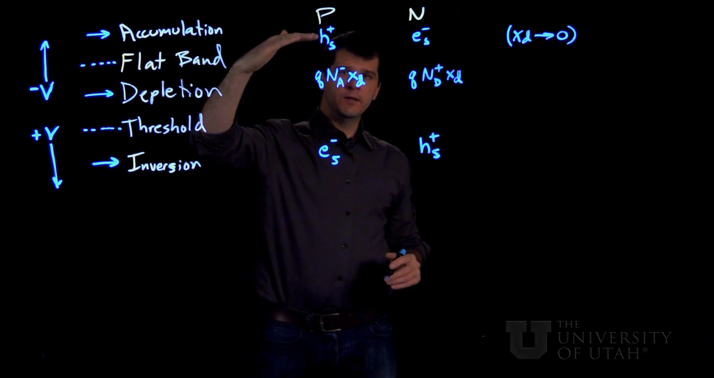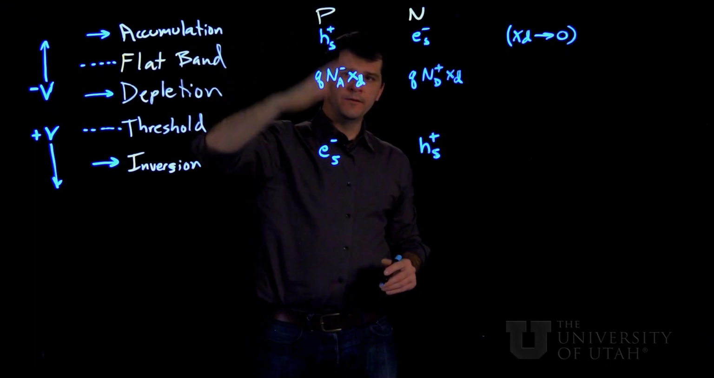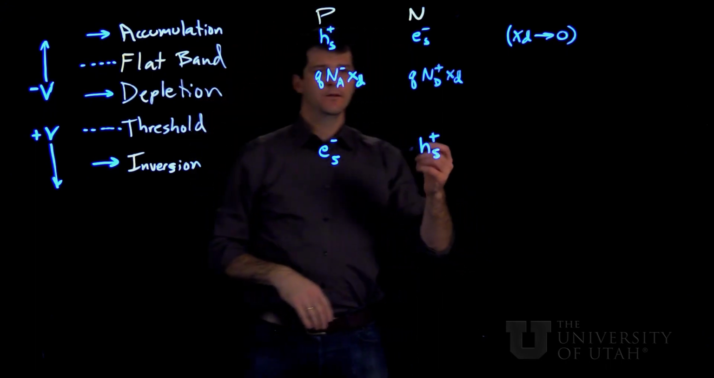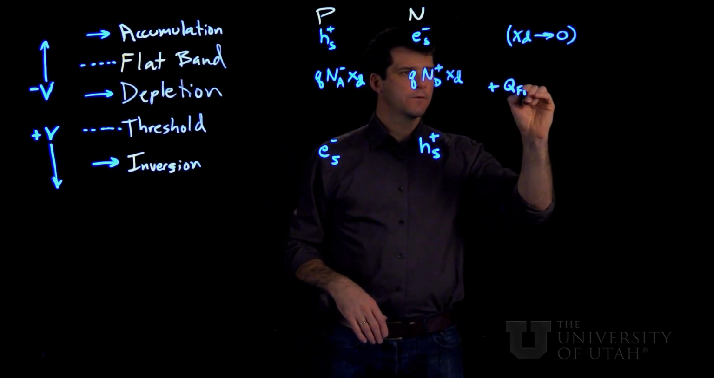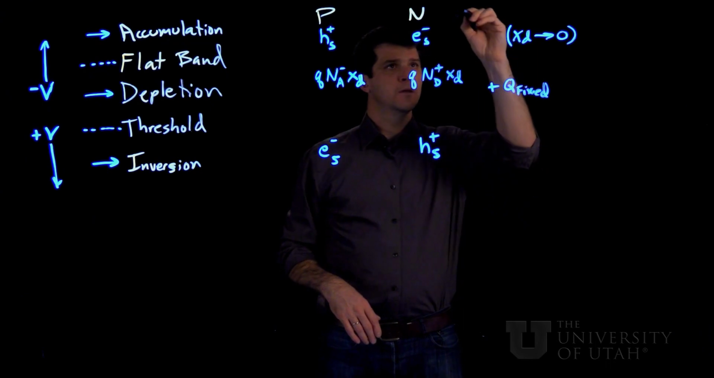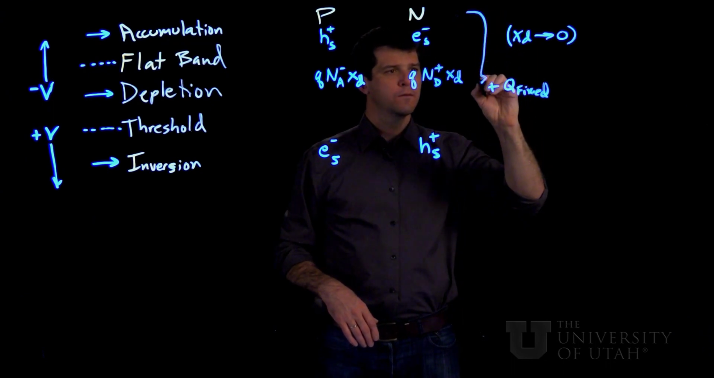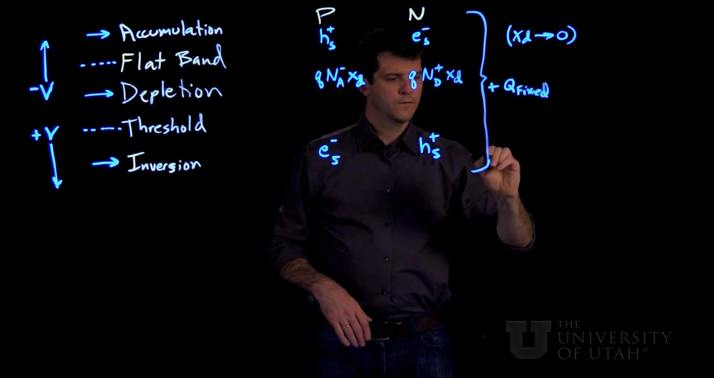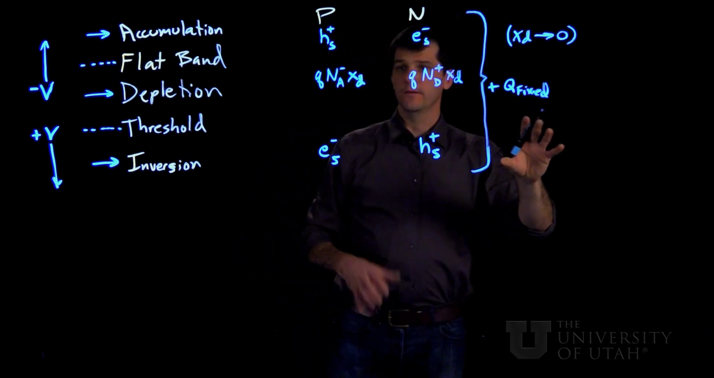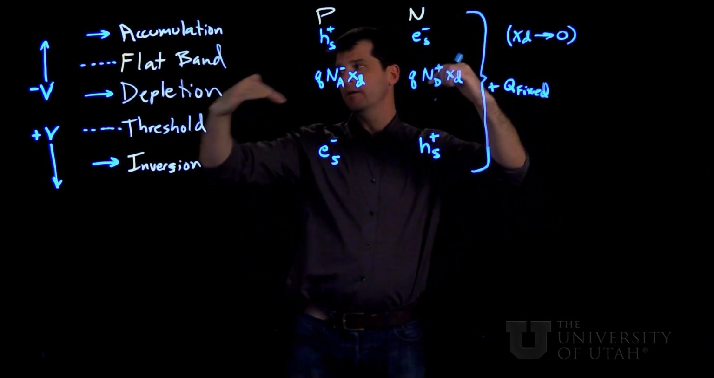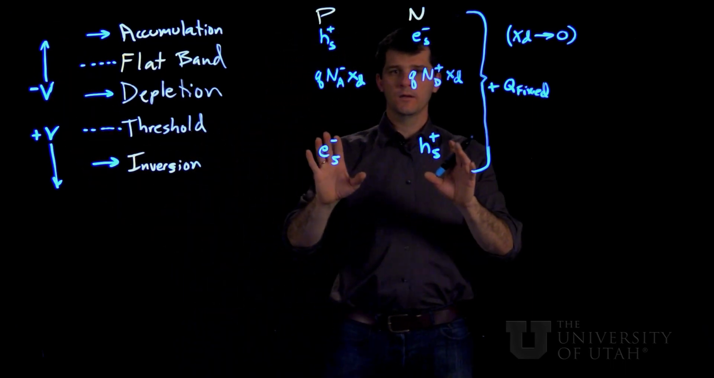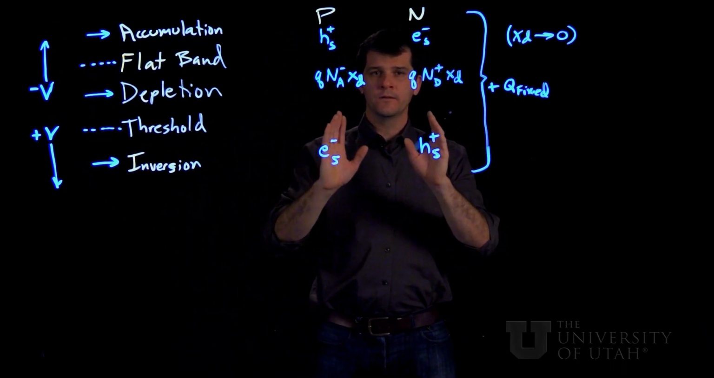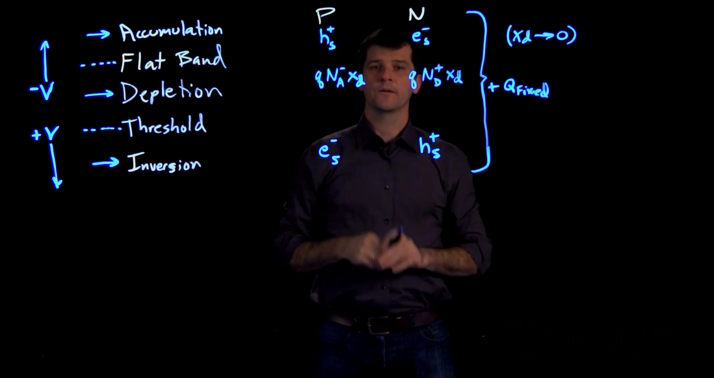Now, along the way, for any of these cases, we might have to add in these Q fixed and have to take care of them if they're present, and that would again shift the 0 here around. But the charge densities in the semiconductor itself are these 6 values here.